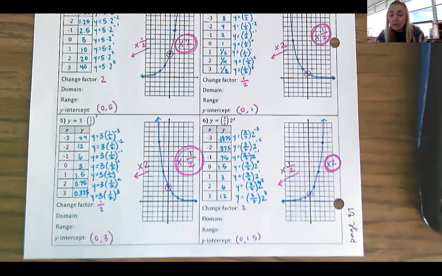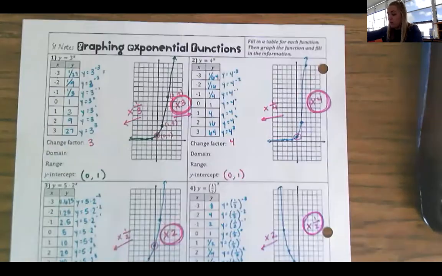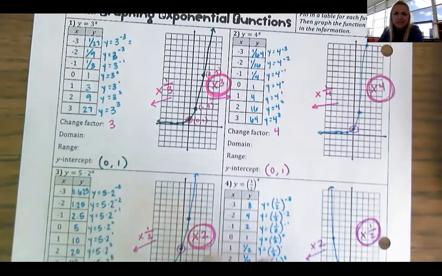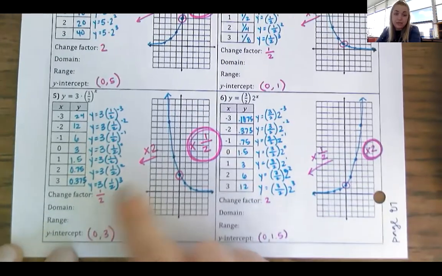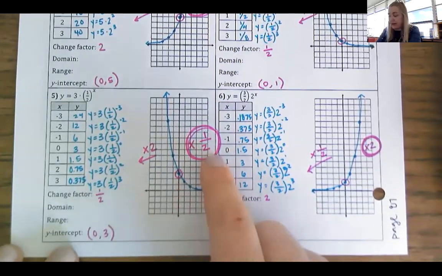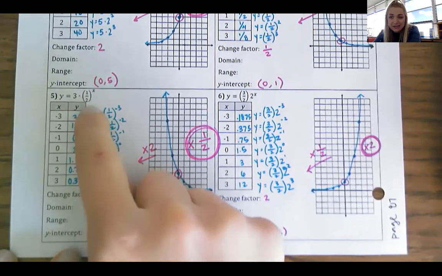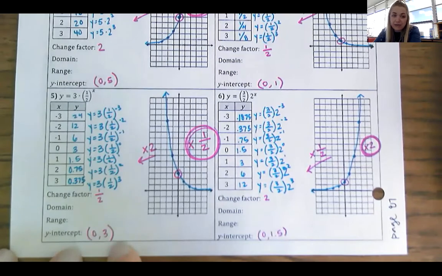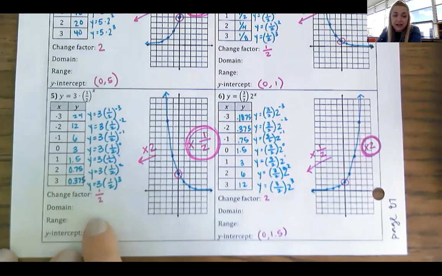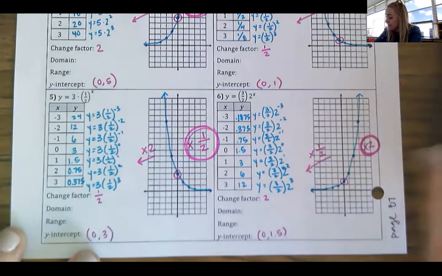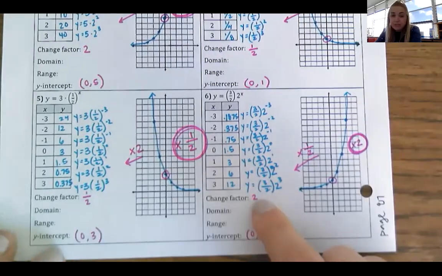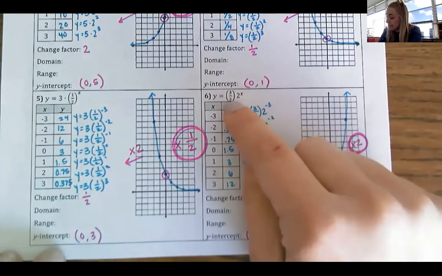Okay, so what did we find here? Well, let's start with one where you can actually see it really well. The 3 and the 1/2. 3 was your y-intercept, 1/2 was your change factor. Do you see how the 3 is right in front and the 1/2 is under the x? That means that your y-intercept was in the front and your change factor is underneath the x. Let's look at this one. 2 was our change factor, it's underneath the x.